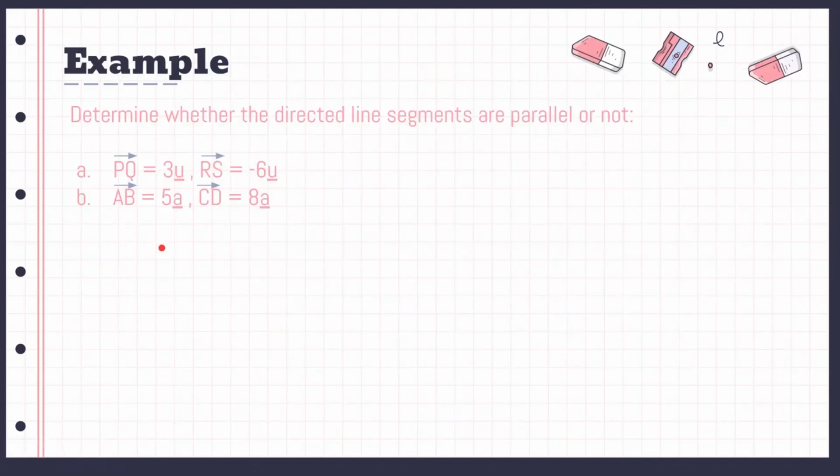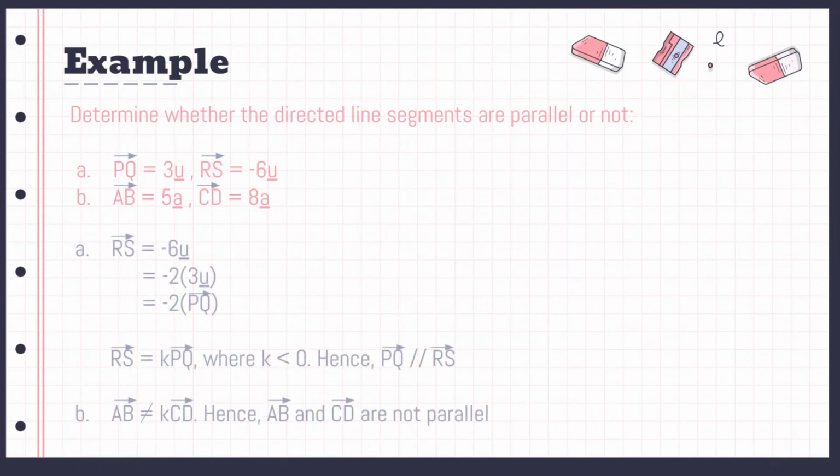We are going to look at one example. The question says determine whether the directed line segments are parallel or not. To recall, we know that vectors are parallel when one vector can be written as a multiple of another vector. In part A, we first write that RS is equal to negative 6u.